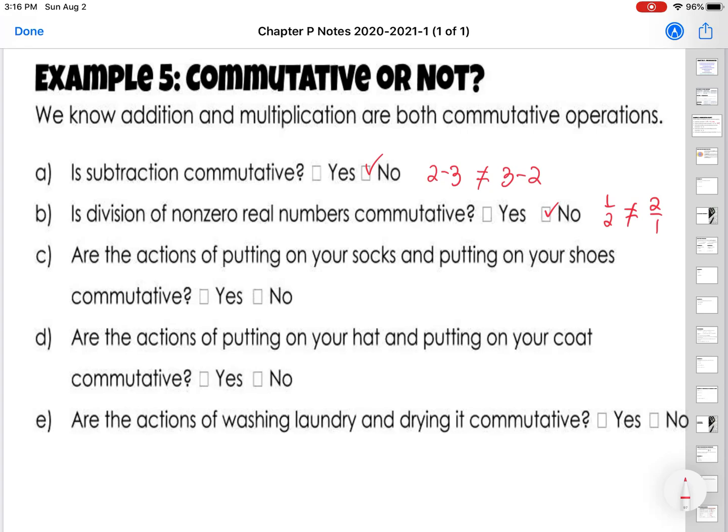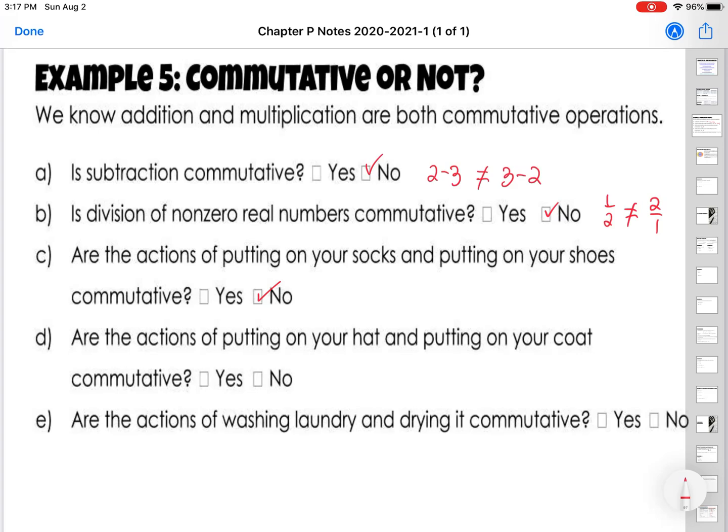Are the actions of putting on your socks and putting on your shoes commutative? Does it matter if I put on my socks first or my shoes first? Of course it matters. So the answer is no. It does matter what order we put our shoes or socks on first. It'd look a little silly, shoes first, don't you think?